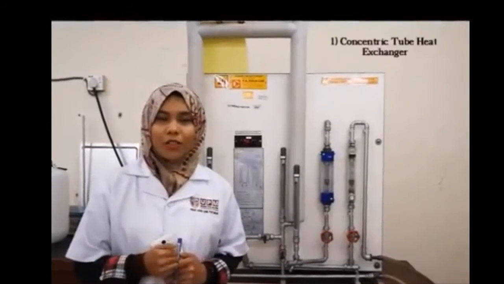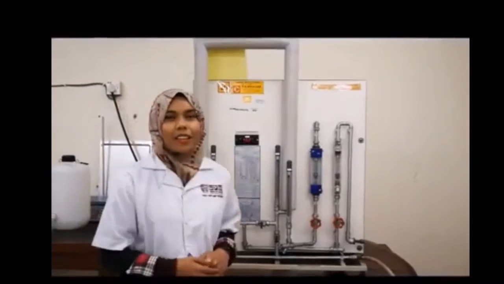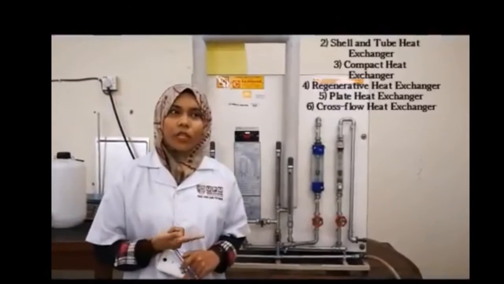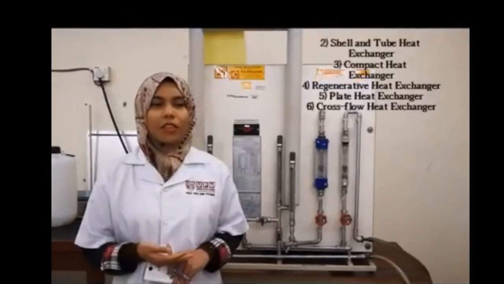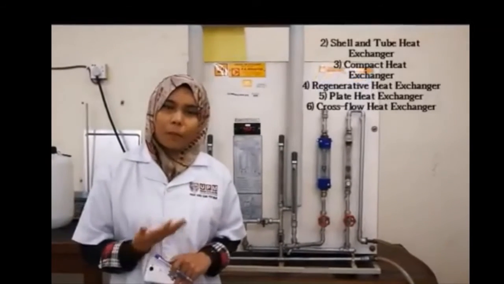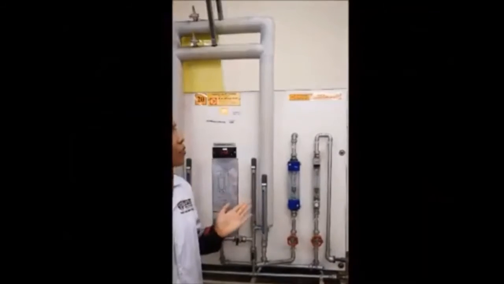So there are 6 types of heat exchanger. The first one is concentric tube heat exchanger. The second one is shell and tube heat exchanger, then compact heat exchanger, regenerative heat exchanger, plate heat exchanger, and the last one is cross flow heat exchanger.